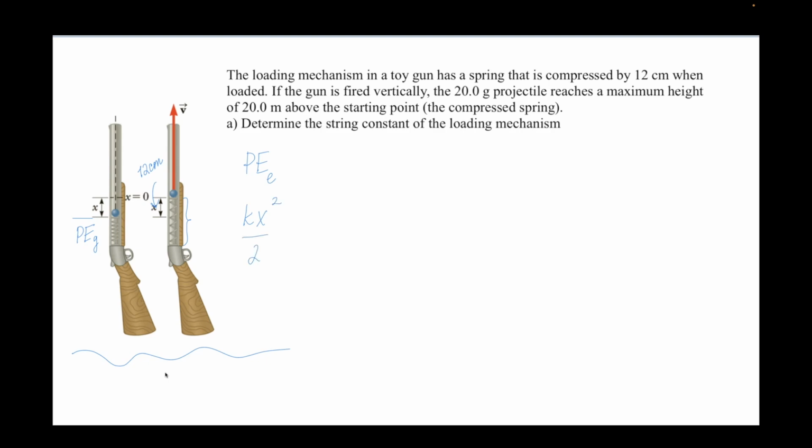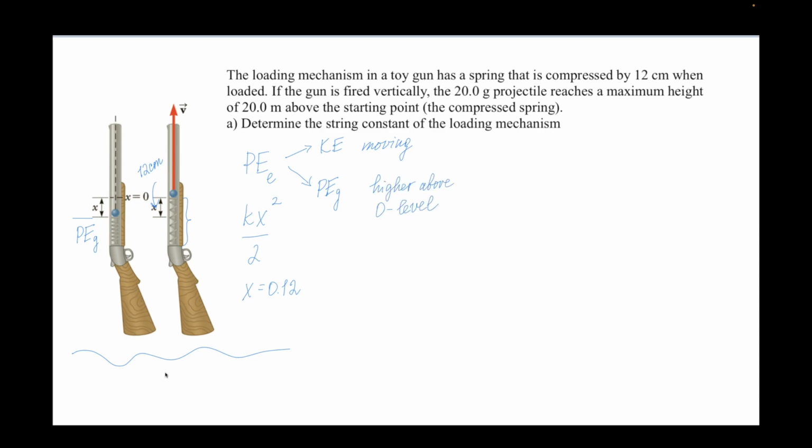we don't know what k is, but x is definitely 0.12 because we need to use it in meters. All right, so we would square 0.12 and divide by 2 and multiply by k, and that would be our potential elastic energy. That potential energy starts turning into kinetic energy and potential energy gravitational. Kinetic energy, because it's moving. Potential gravitational is because we're getting higher above the original level.